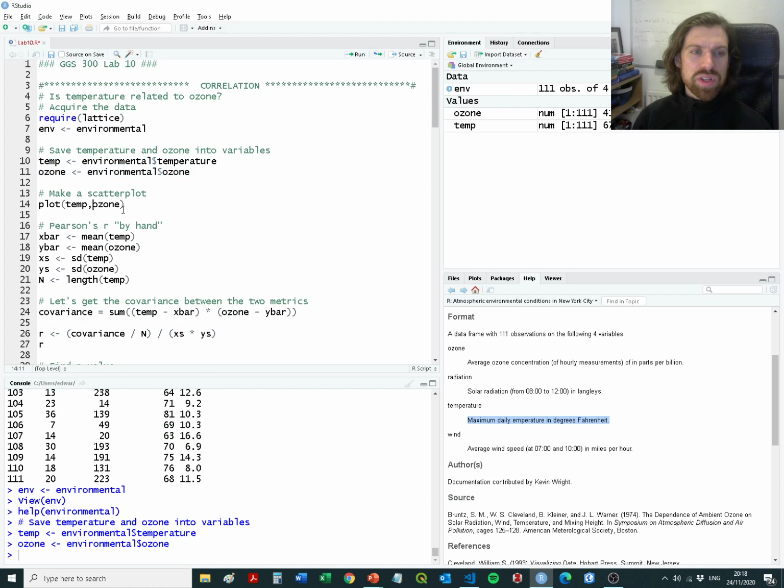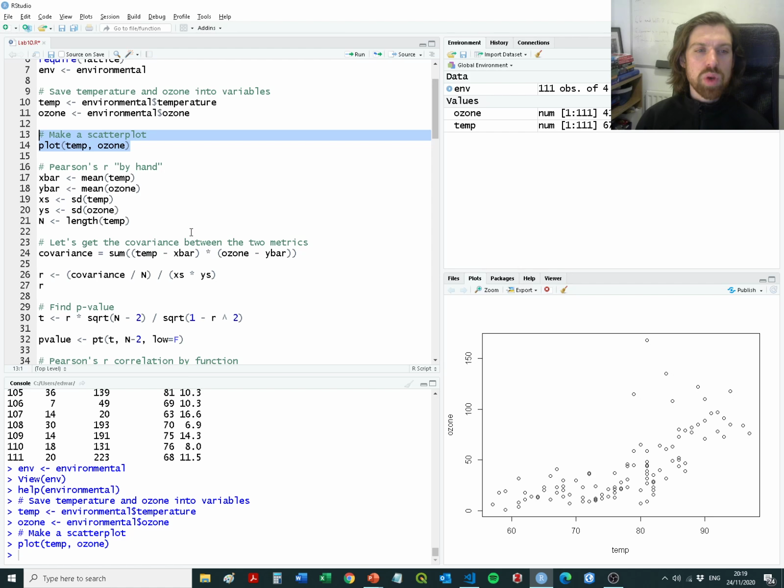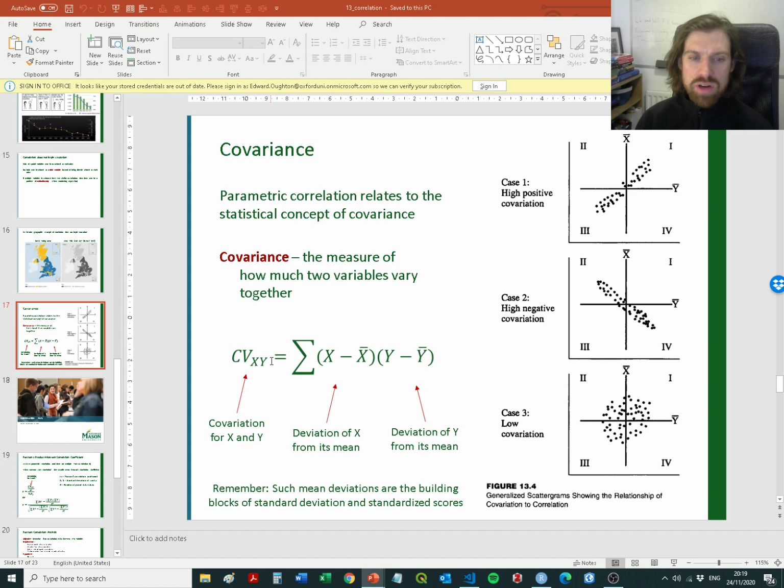So let's have a look first at these 2 variables when we plot them. If we do a plot of temperature versus ozone, we've got temperature on the x-axis here, and we've got the ozone level on the y-axis. There's a slight positive correlation there. So as you start to increase the temperature, it looks as if the ozone parts per billion also starts to increase. Okay. So let's have a look if we can quantify that correlation. So let's do that by hand. And first off, we're going to need to get the covariance, as I mentioned before.